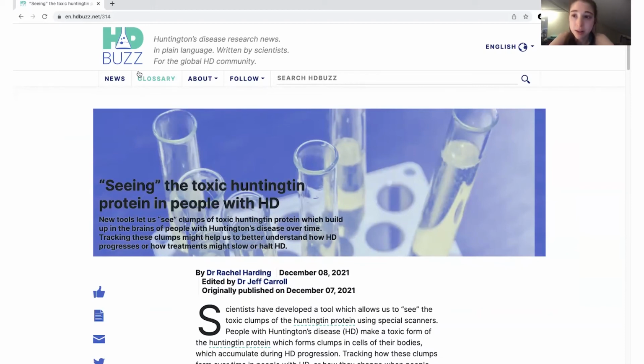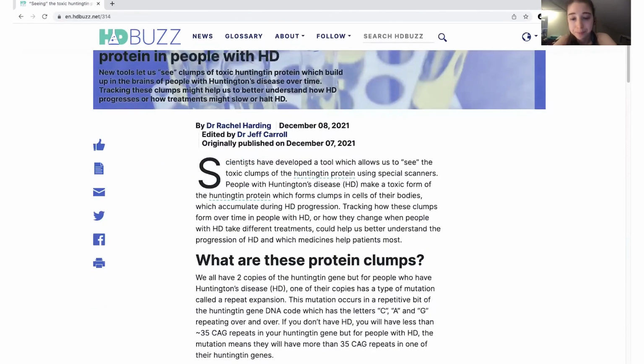It's run by a couple of really great scientists, Jeff Carroll and Ed Wild, and they do a really great job of explaining concepts in a way that is understandable, but they also really know their stuff. They're really tight with the HD community, and it's a really great community of people who all care a lot about both the people and the science and making the world a better place. So highly recommend them.